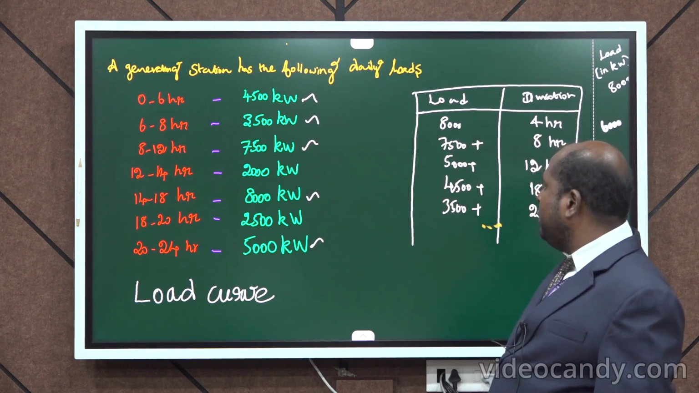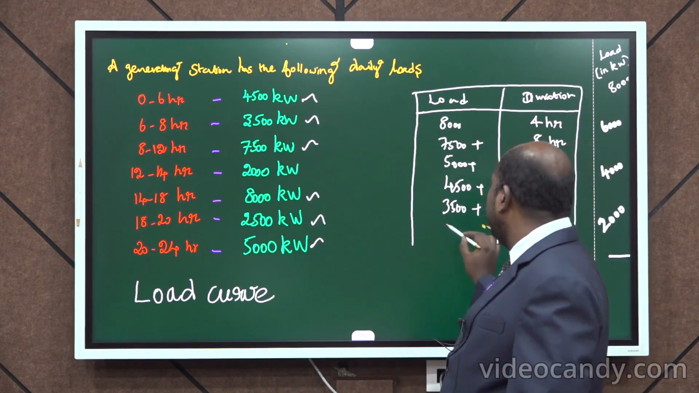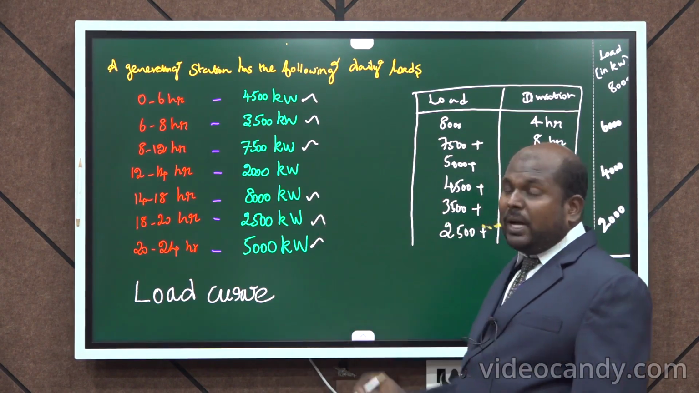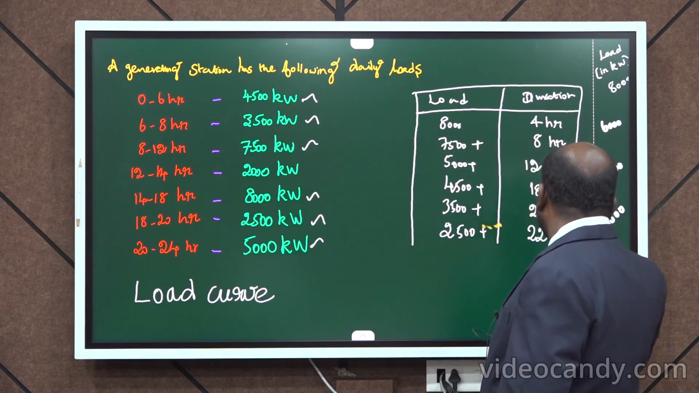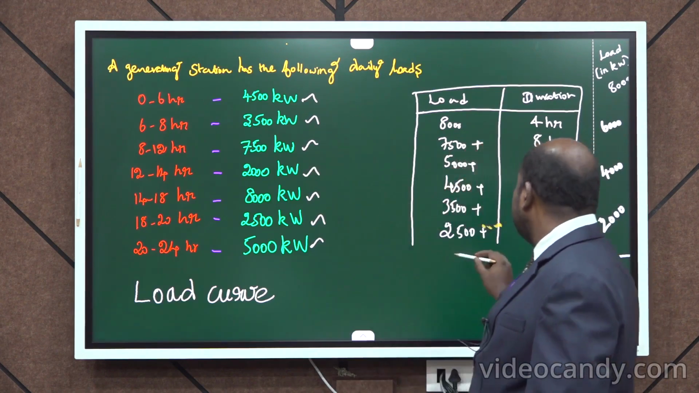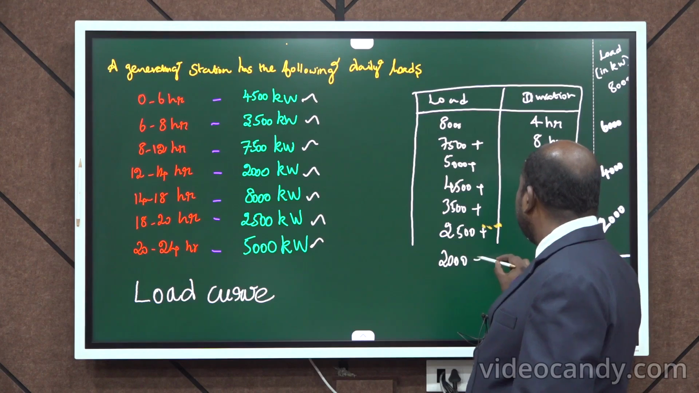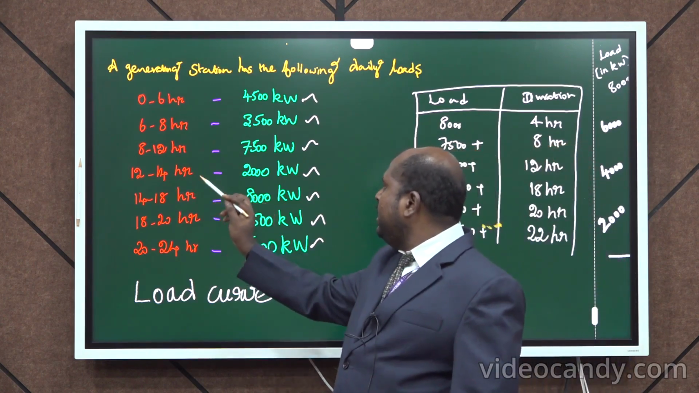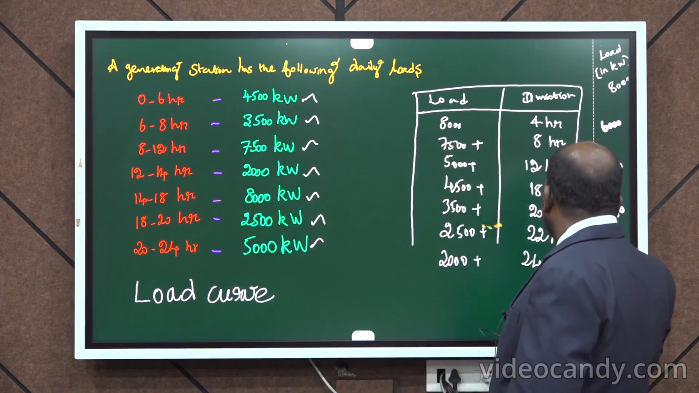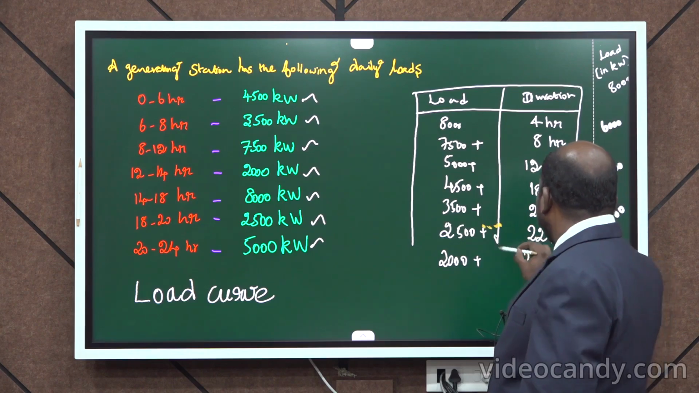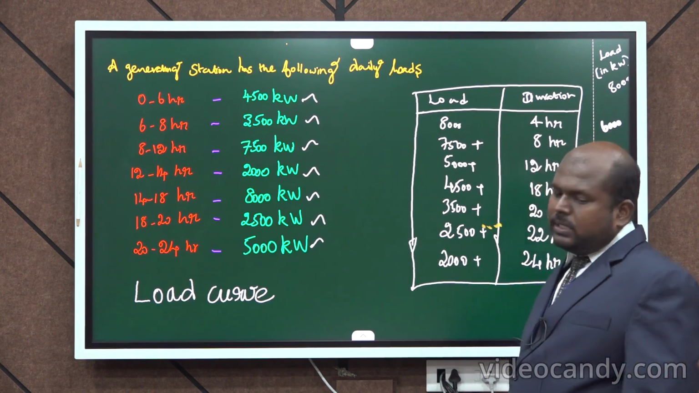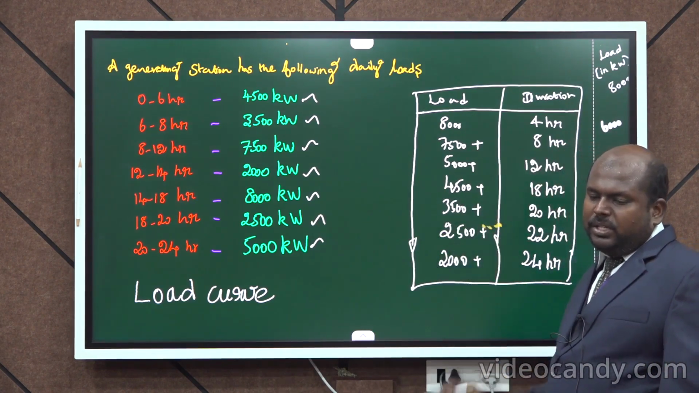Then 3500 plus again 2500 plus. So 2500 plus by the range of 2 hours, and net duration is 22 hours. Then final range which is on the 2000. So my 2000 lies in the period of 2 hours and totally of 24 hours. So my net hour is getting satisfied over here. So my entire 24 hour is going to have a clear notation now.